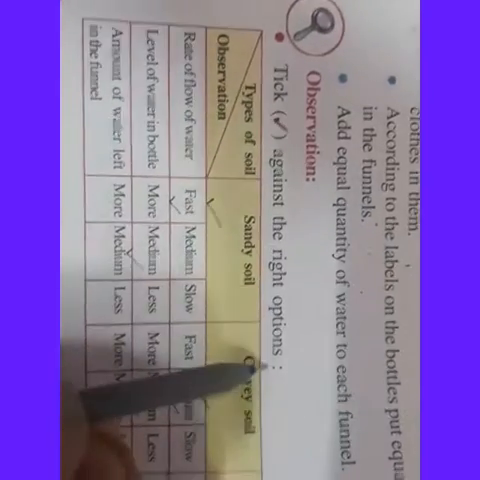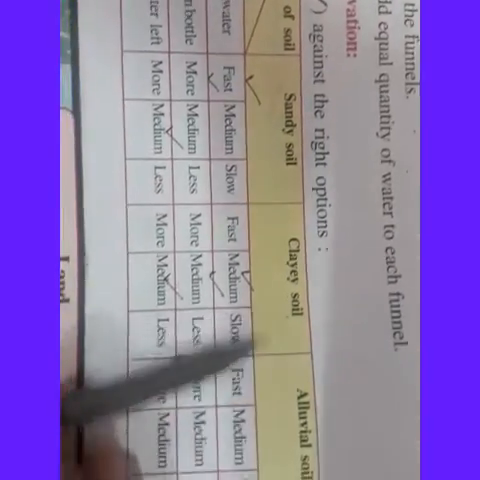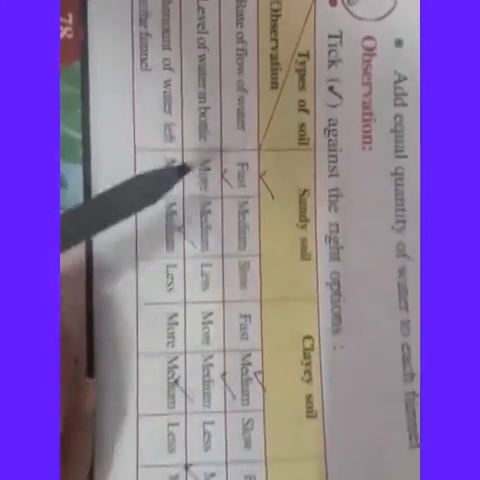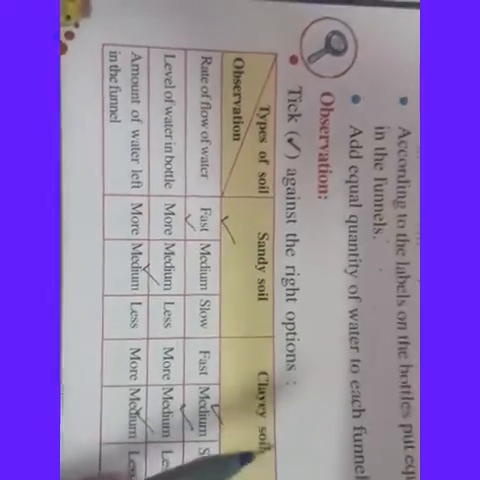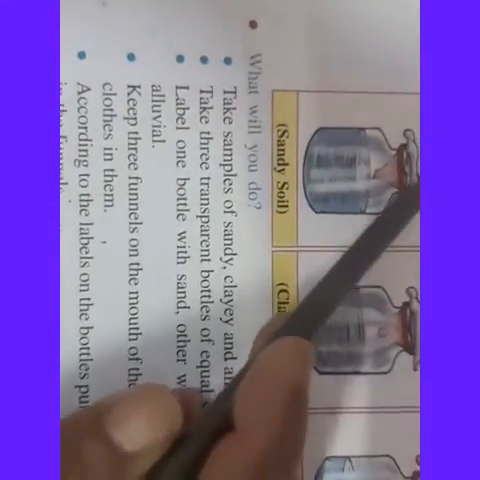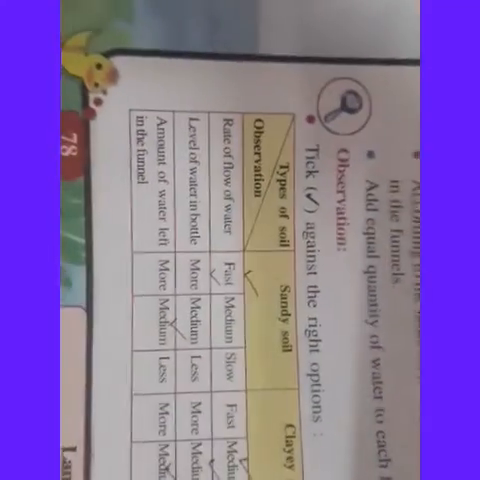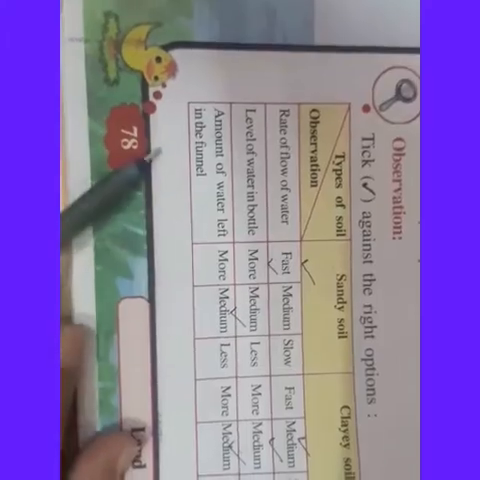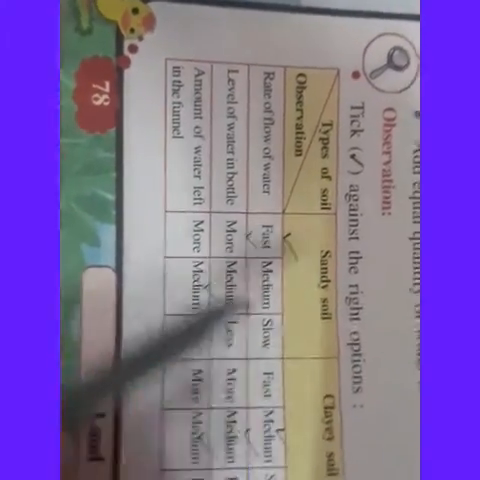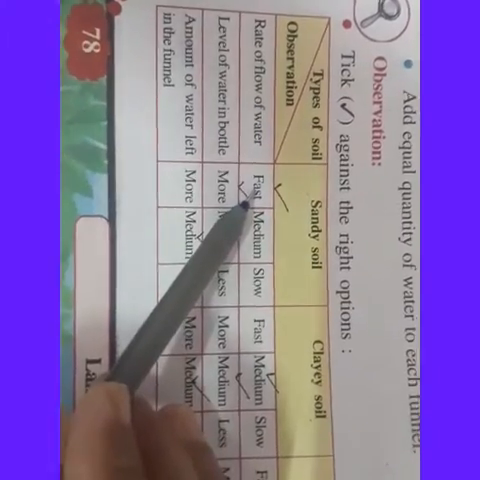Tick the right options against the right soils. Now, type of soil and observation: sandy soil, clay soil and alluvial or the loamy soil. Now, rate of flow of water. The rate of flow of water will be highest in sandy soil, because it absorbs water very quickly. And level of water in the bottle is more, then amount of water left in the funnel is medium. The most water will flow through the sandy soil.